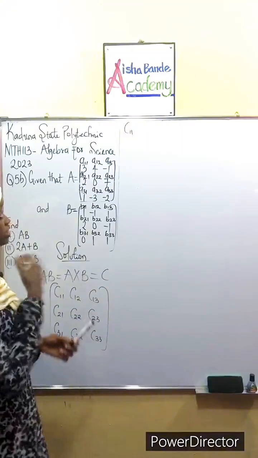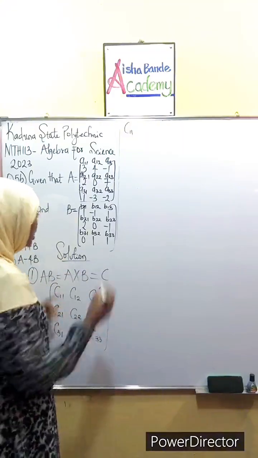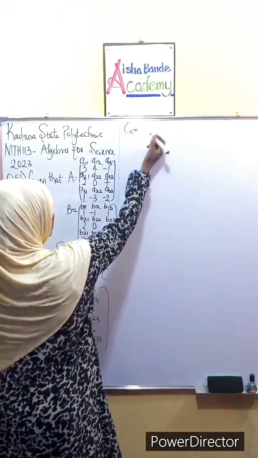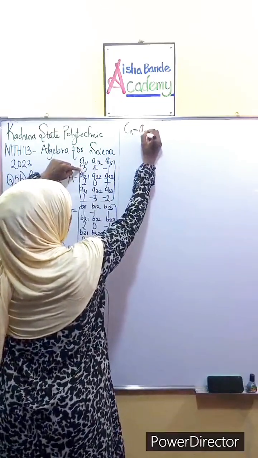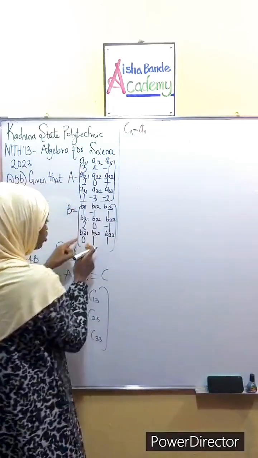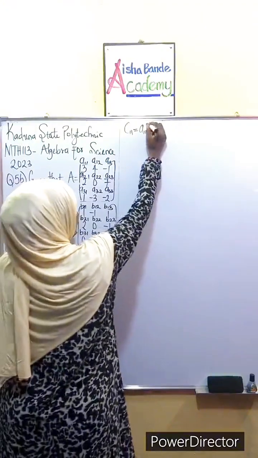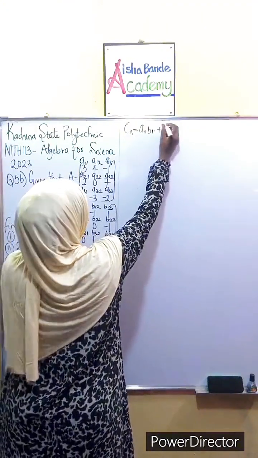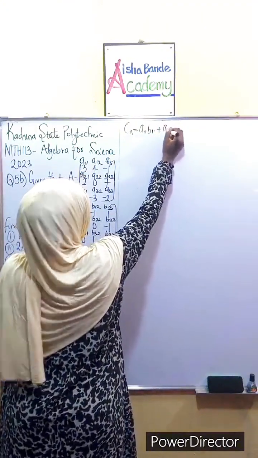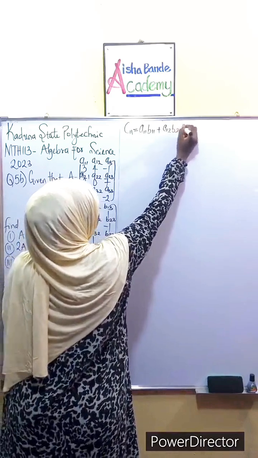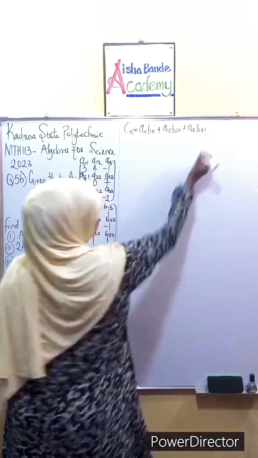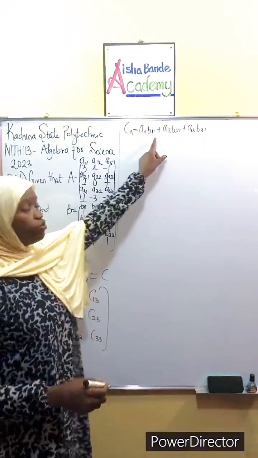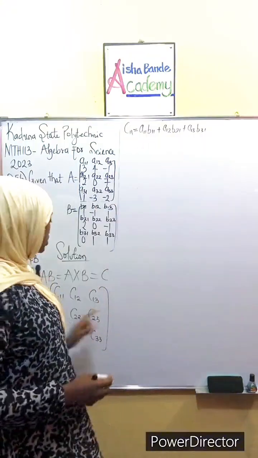Okay, so let's simplify this. So for us to get C11, let's start with the first row. This is going to be A11. Now we are considering the first column in B. So this is going to be A11 multiplied by B11 plus A12 multiplied by B21 plus A13 multiplied by B31. This is the formula we are going to use to get the value for C11.